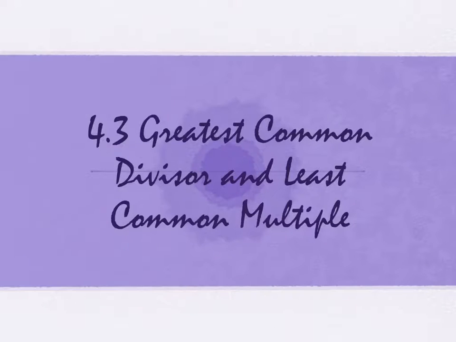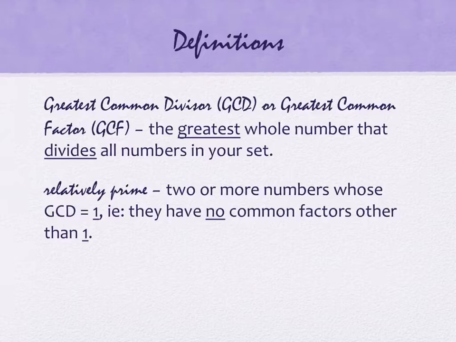Today we're going to continue our discussion of divisors in particular. We're going to look today at the greatest common divisor, and then next class we'll talk about least common multiples. And to start with, greatest common divisor, also sometimes called greatest common factor, is the greatest whole number that divides all the numbers in your set.